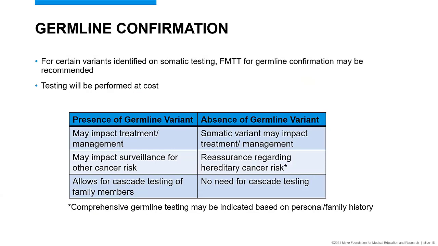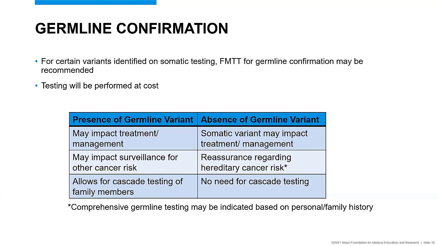For our final example, let's go over germline confirmation. If a patient undergoes somatic testing during their cancer workup, a variant detected may be suspicious to be germline in origin. For these cases, a patient may either undergo full germline panel testing in order to rule out additional germline variants that could have been missed on somatic testing, or they may undergo FMTT for just the specific variant.